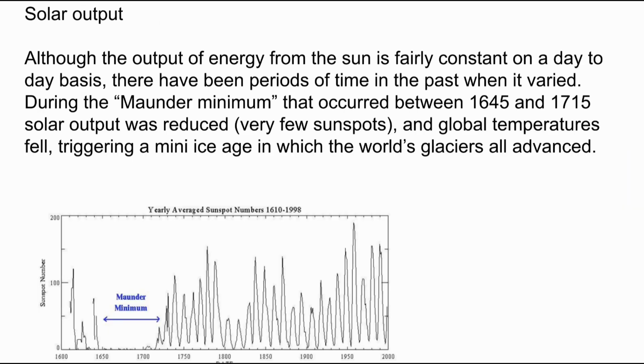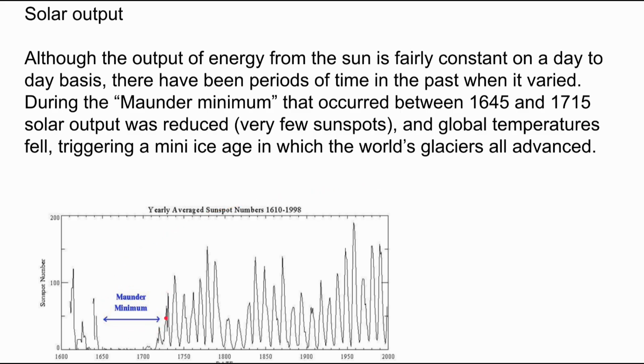Generally, the sun puts out the same amount all the time, right? We talked about the solar constant earlier in Unit 1. We said it's 1,361 watts per square meter. But it turns out it doesn't always stay that way. And the best example we can find is what's called the Maunder minimum.